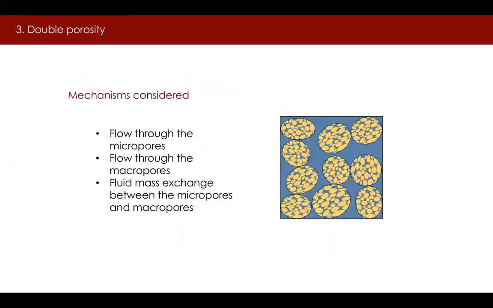The mechanisms considered in this study are as follows. Fluid could flow through the micropores. In shale, these pore spaces are on the order of nanometers. Fluid could also flow through the macropores, or the voids created by the fractures. Unless the fractures are randomly oriented, the overall flow through the fractures is typically anisotropic.